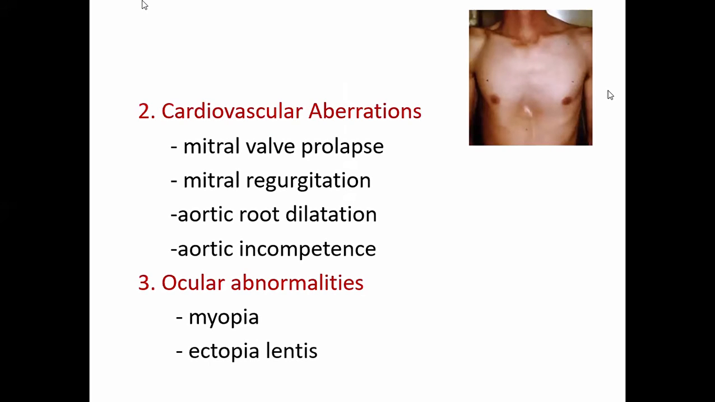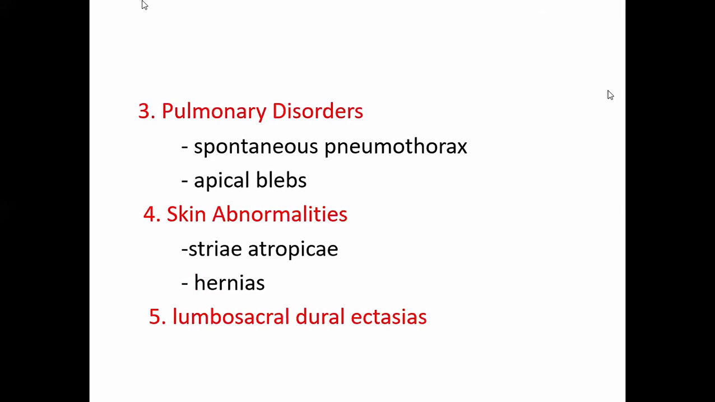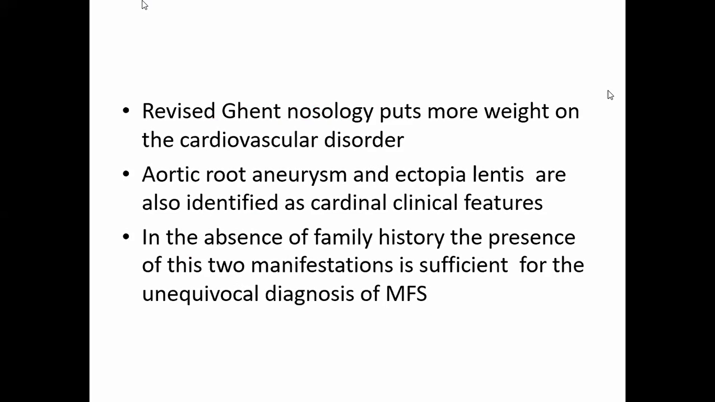Some patients will have mitral valve prolapse, mitral regurgitation, aortic root dilatation, aortic incompetence, which will be diagnosed through your 2D echo. Ocular abnormalities include myopia and ectopia lentis, and then pulmonary disorders such as spontaneous pneumothorax and apical blebs. Skin abnormalities such as striae atrophicae, hernias, lumbosacral ectasias, and then this revised Ghent nosology puts more weight on the cardiovascular disorder.